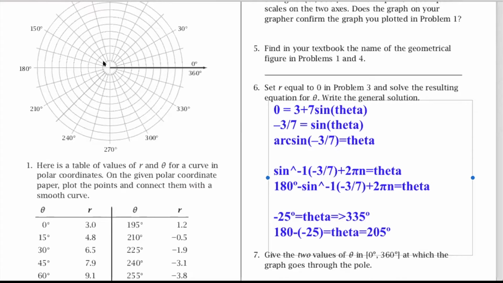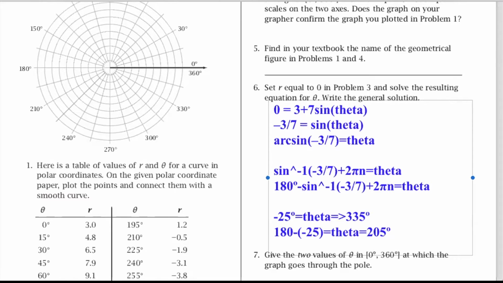So when this point is 0, 335, the graph is here. And when it's 0, 205, the graph is here. Okay, those 2 points are on this curve and they put you in the same place.